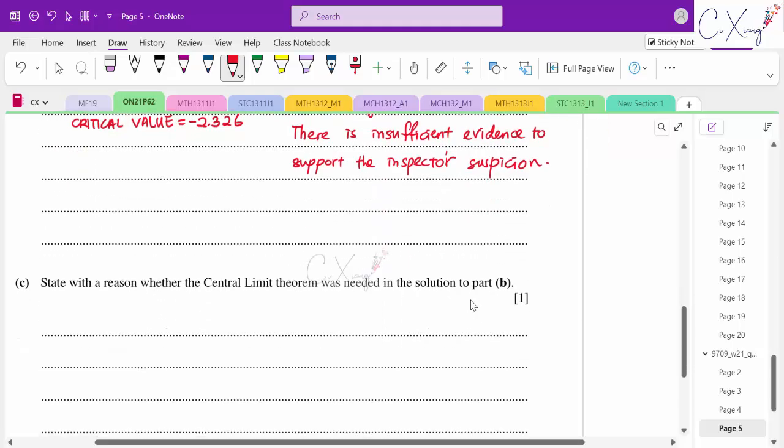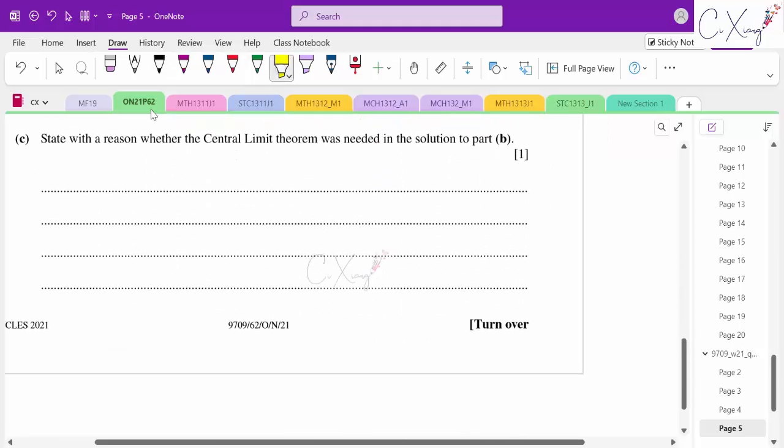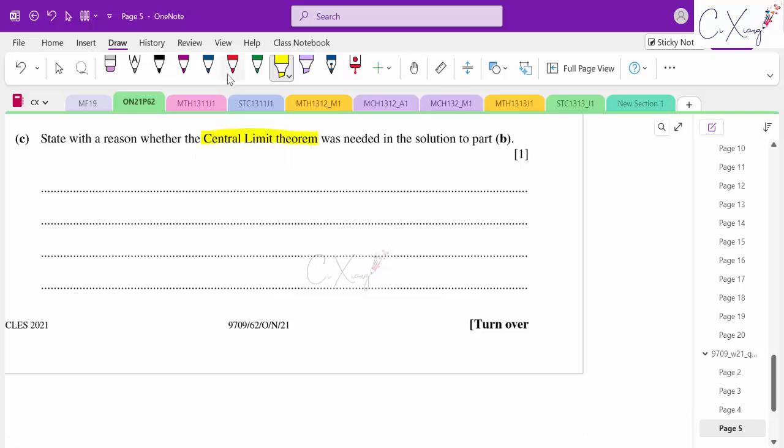And let's have a look at part C. For part C, they are asking, state with a reason whether the central limit theorem is needed. In the solution for part B, I think I did mention just now, yes, we have to apply the central limit theorem because we are using a normal distribution here. And why do we need to apply the central limit theorem? Because we don't know the original distribution for the population. According to the CLT, the central limit theorem, if your sample size is large, then your sample mean will also be normal. That's the reason why we can use normal distribution to carry out the test.